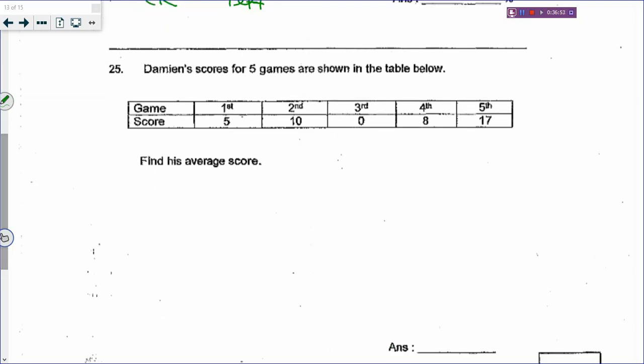Now the mean score for 5 games are shown in the table below. So can you find the average score? Now every time you want to find average, you always have to find the total, right? Total. And once you know your total, then you must take the total and divide by how many children. How many children, how many people, how many whatever.